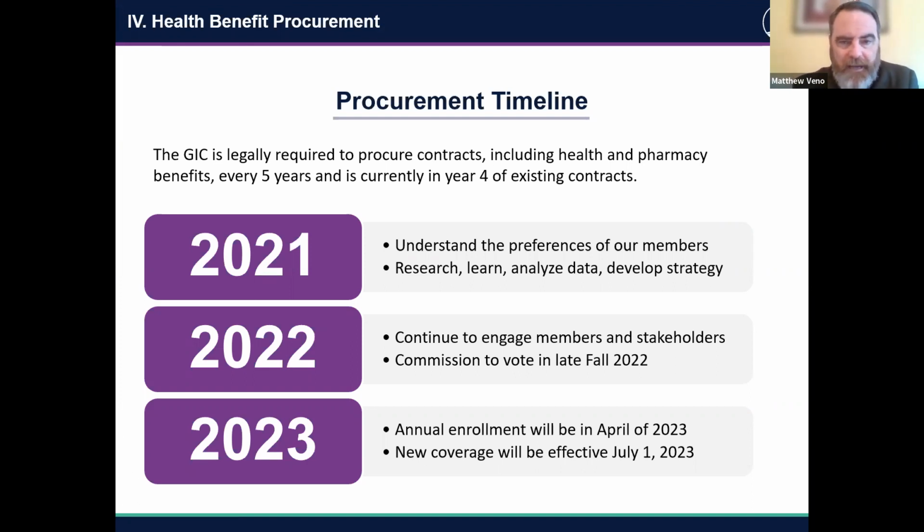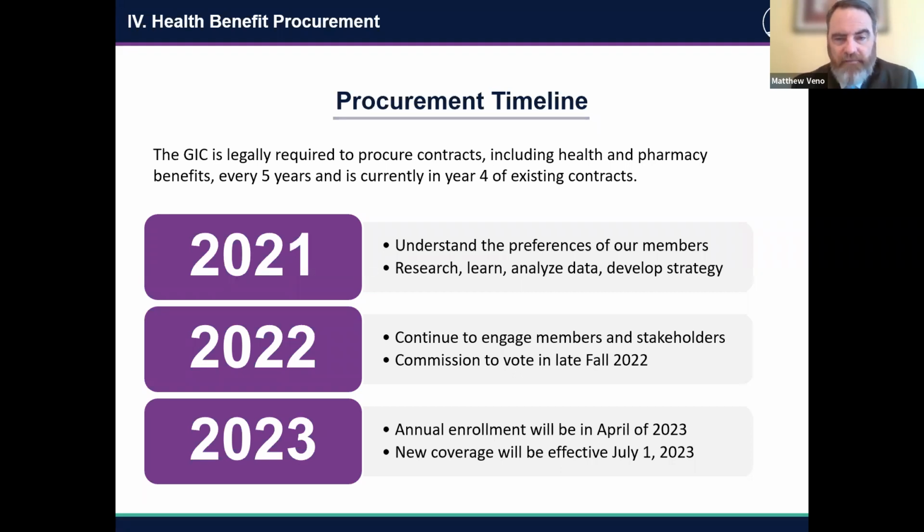So here we have a high-level timeline for the process ahead and the work that we've done over the last year. Last year, we focused on gaining feedback from stakeholders, including our members. I'll say more about that in a moment, to help us develop our strategy for procurement. Now that we're in 2022, we're moving forward with drafting a request for responses, commonly called an RFR, which we'll be sending out to our health insurance plans. But we are still very much engaging with members and stakeholders throughout this process, and these information sessions are an important part of that process.